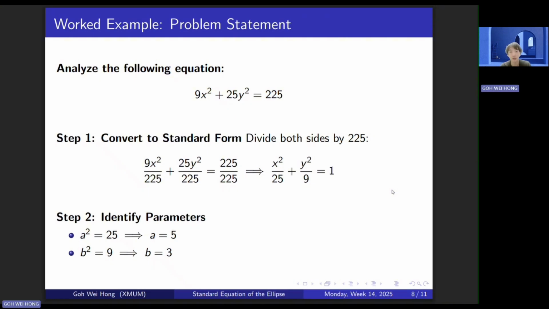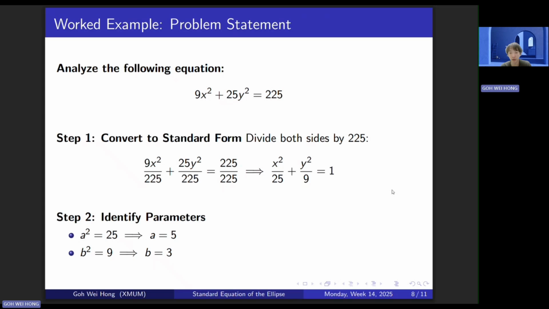Let's try a real example. Suppose we have the equation 9x squared plus 25y squared equals 225. We need to make it look like the standard form. To do this, we must make the right side equal to 1. So we divide every part of the equation by 225. After we simplify the numbers, we get x squared over 25 plus y squared over 9 equals 1.